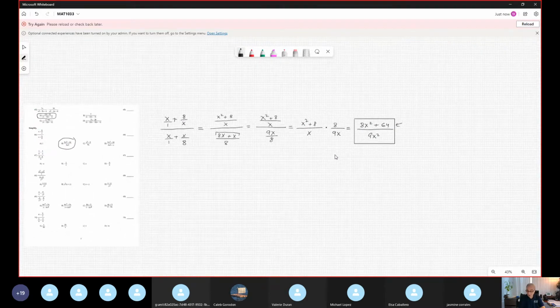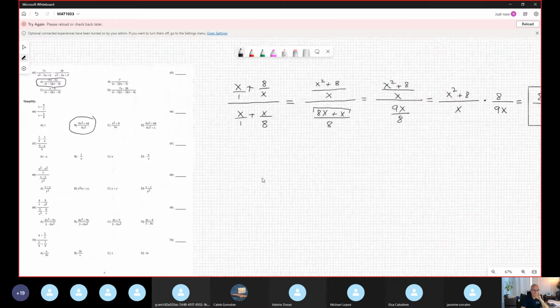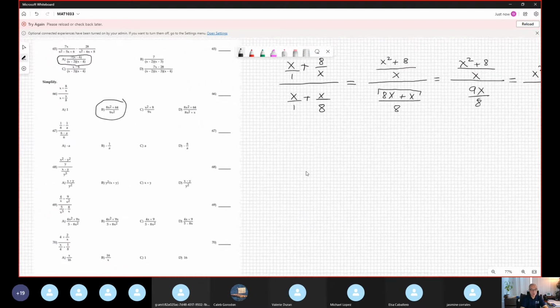Okay, in this kind of problem, which is called a complex fraction, you need to dedicate your time to condensing the fraction on the top and the fraction on the bottom. When they are condensed, you are ready to apply the complex principle, and the rest is okay. Do you follow me?